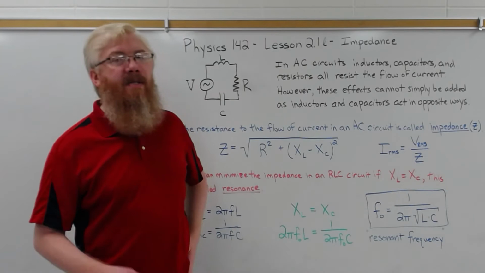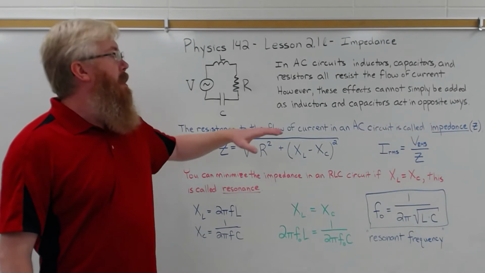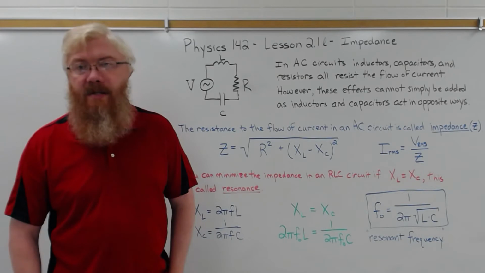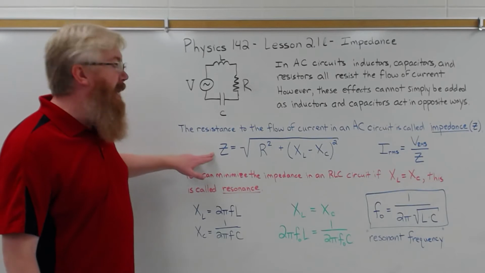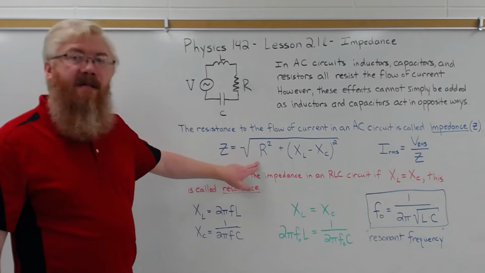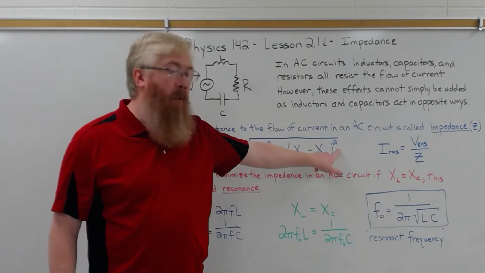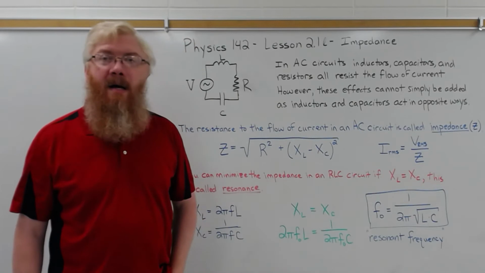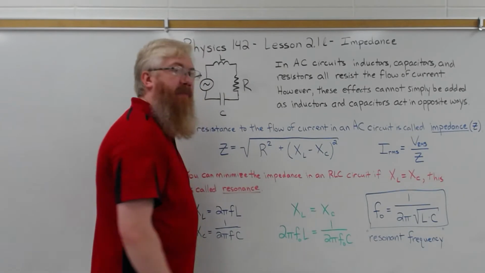Now, impedance, of course, is a synonym for resistance. You could resist something or impede its motion. We use a capital Z to represent impedance. And of course, impedance has units of ohms, just like reactance and resistance do. The impedance is equal to the square root of the resistance squared plus the difference in the reactances squared. Here I have the inductive reactance first minus the capacitive reactance, but hopefully you can see it doesn't matter what the order is because you're going to square the difference.